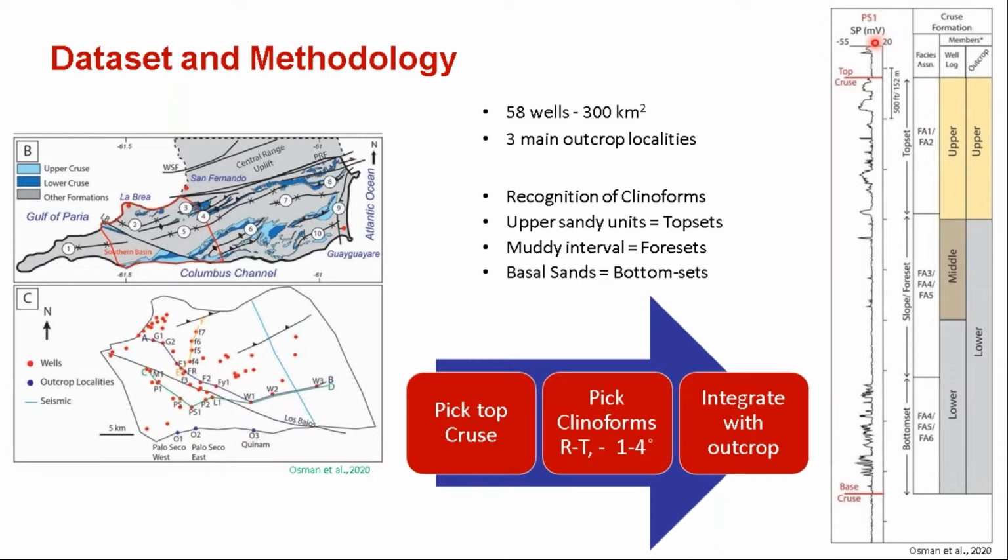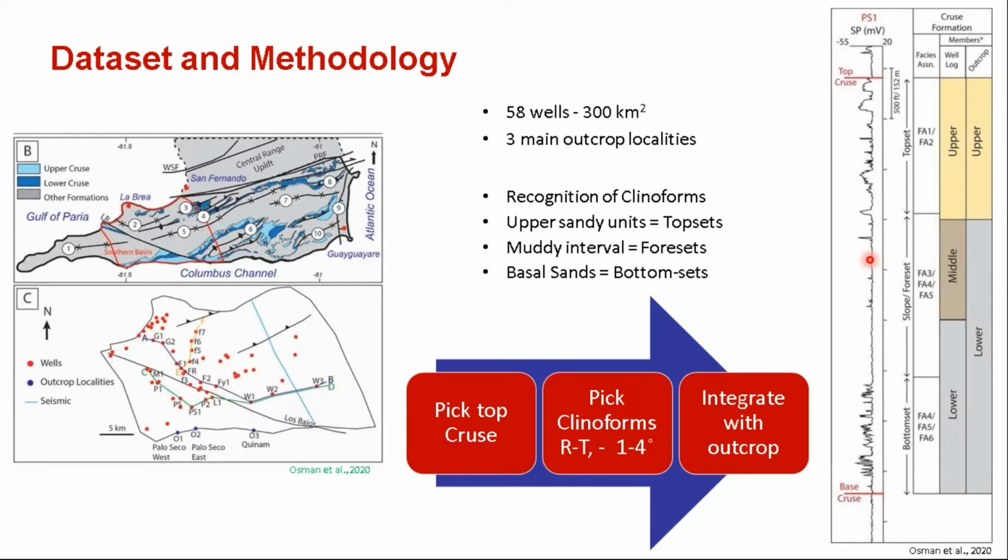Now, in the wells, you can recognize clinoforms from the transition from really sandy top sets to a large muddy interval, which represents our foresets, and then finally our bottom sets. We picked the top and base of our entire formation. And then to construct individual clinoforms, we correlated our regressive transgressive cycles within the top sets using flooding surfaces, and then extended them further basinward into the muddy interval.